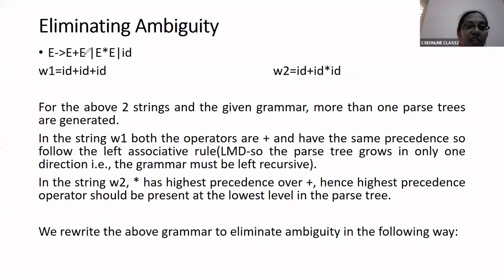Even though the grammar given to you is an ambiguous one, you are imposing certain rules. What are those rules? The first rule is you are making it left associative. Left associative means you are making the parse tree grow only in one direction. Usually you make use of the left associative rule only. Okay.